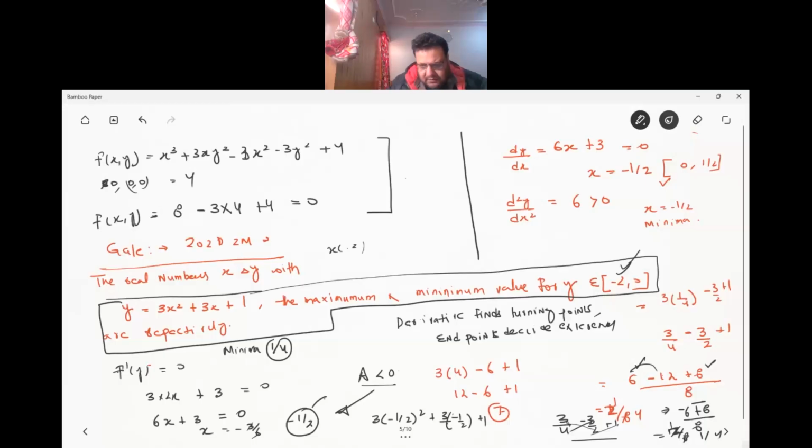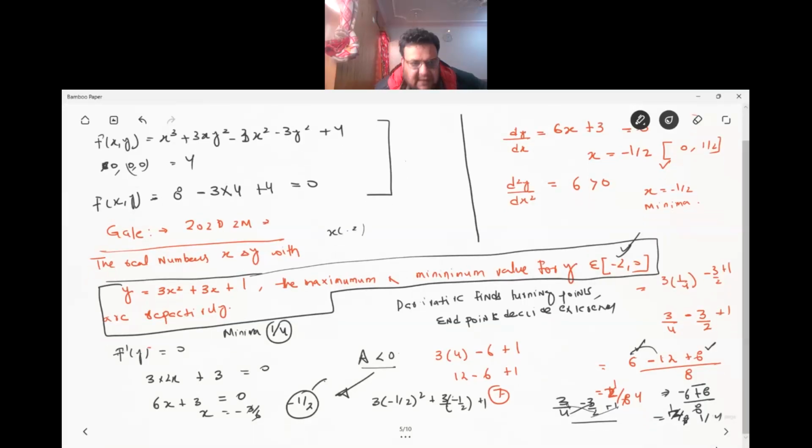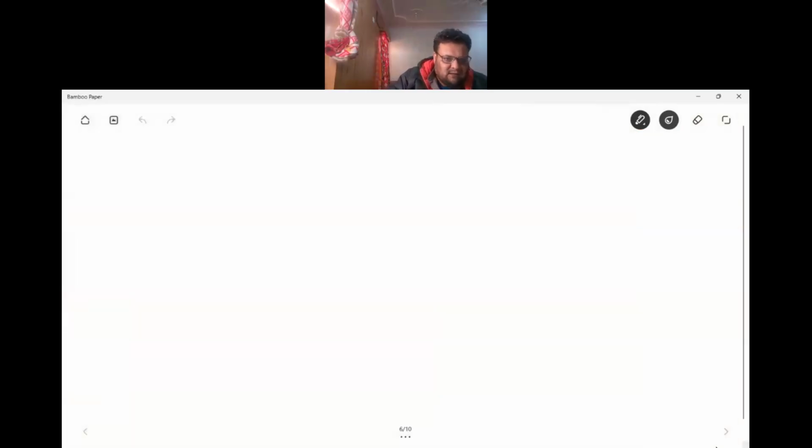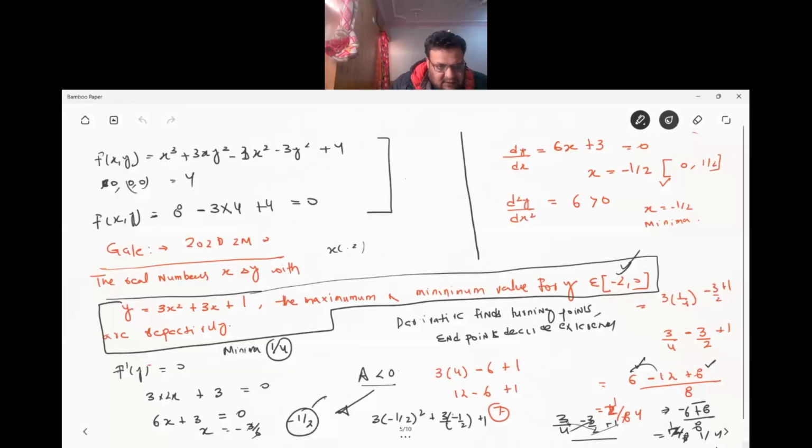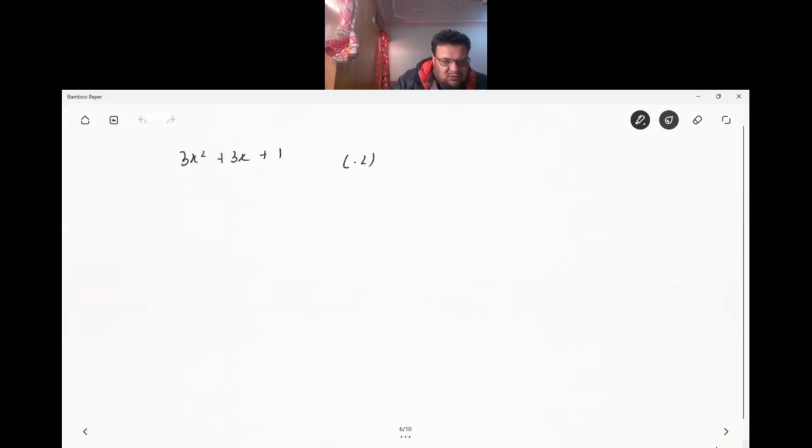So 3x square, the problem is saying, where is it? Yeah. So the problem is saying 3x square plus 3x plus 1, right? 3x square plus 3x plus 1. So the endpoint is minus 2. So is it 3x square or 3x cube? Yeah, it is 3x square. Correct. So you just put the value minus 2 there.